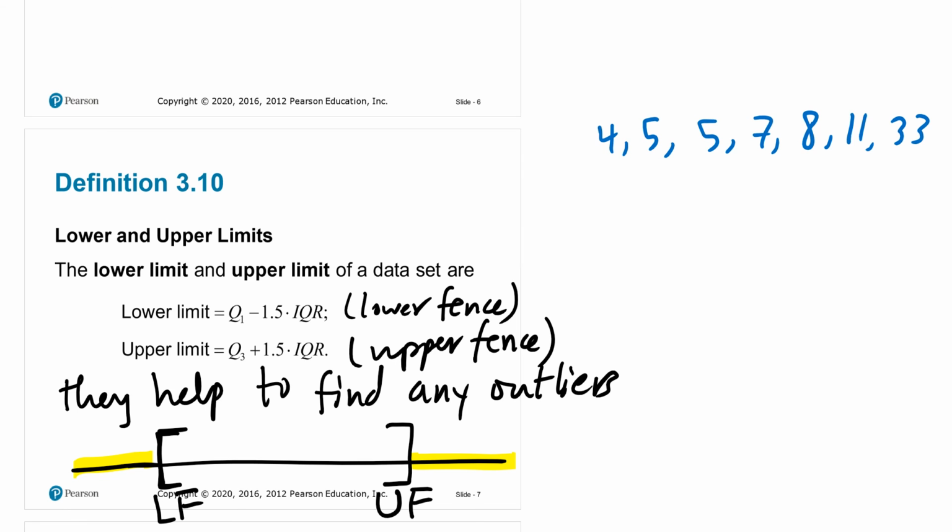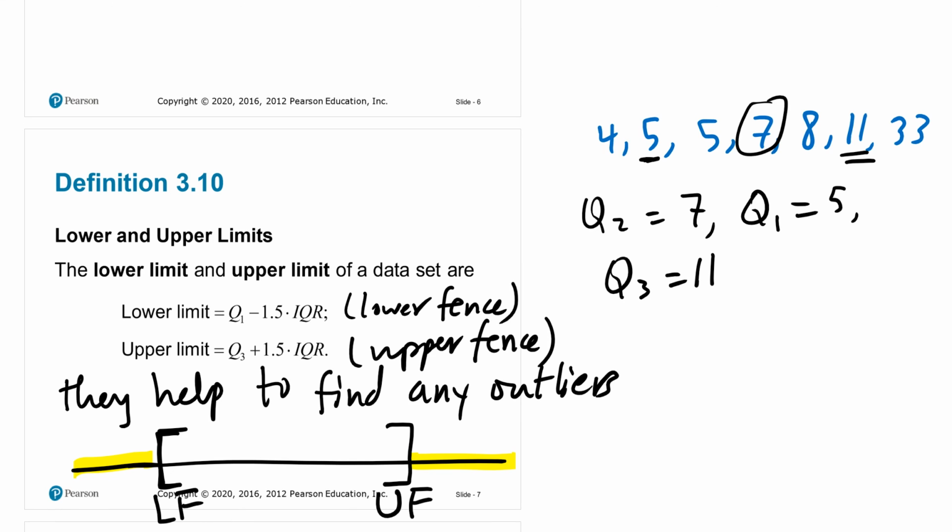So the first thing we need to find is Q2. Q2 is 7. Then this is Q1. Q1 is 5. This is Q3. Q3 is 11. Why did I find these? Because I need to find the IQR. IQR is Q3 minus Q1, which is 6.